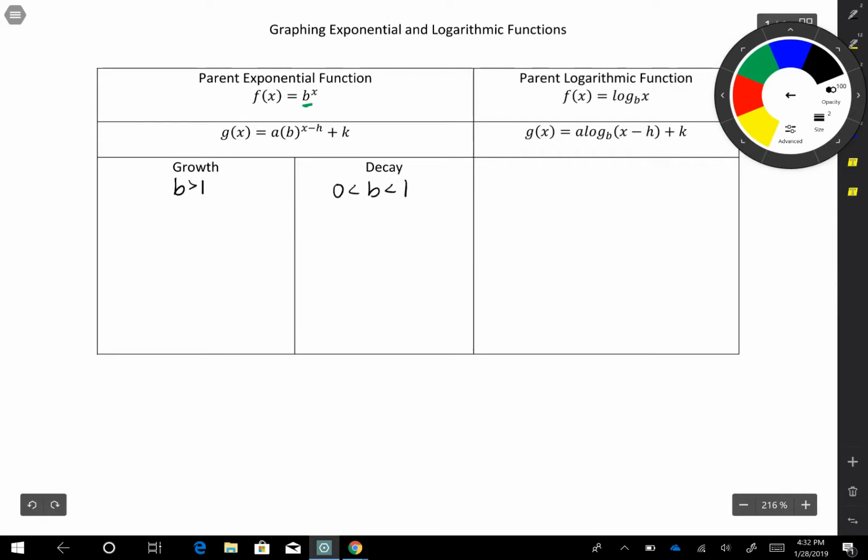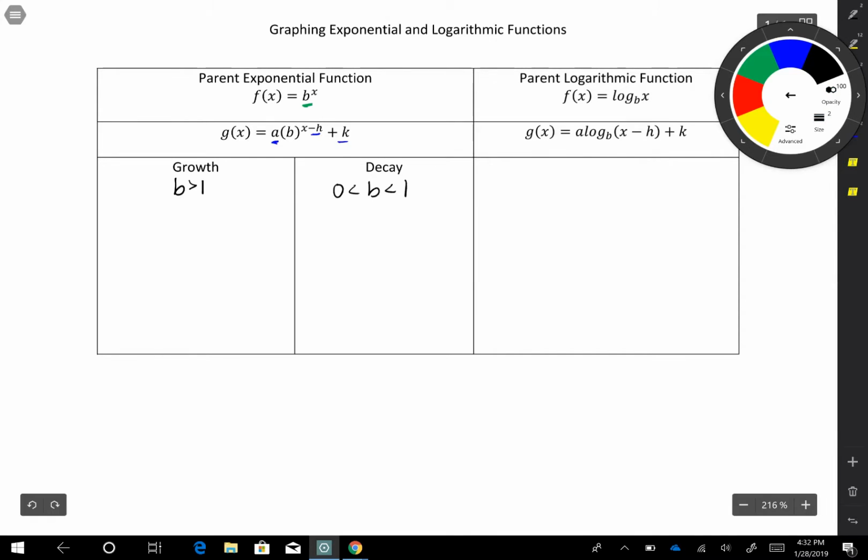So with that being said, we can transform that function using the parameters a, h, and k, as I have written in g of x here. So a is your vertical stretch or compression or reflection over the x-axis. We have x minus h, that's right or left, and remember, always think opposite. And we have plus k, which is up or down.